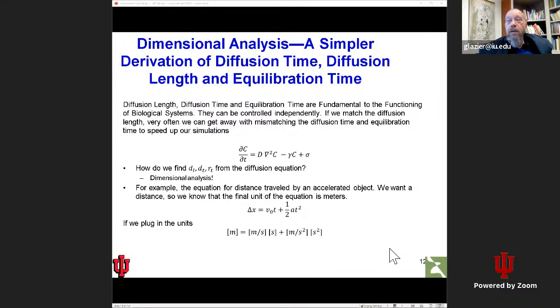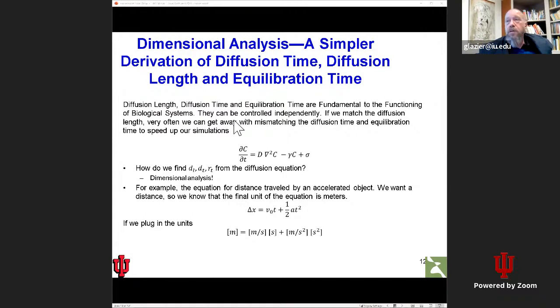the key thing to remember is that there are only certain patterns of units that will give you, in this case, a length, a time, or a different time, two times. And I don't know if people have done a dimensional analysis. Really, any introductory physics course should do it. Often they don't.